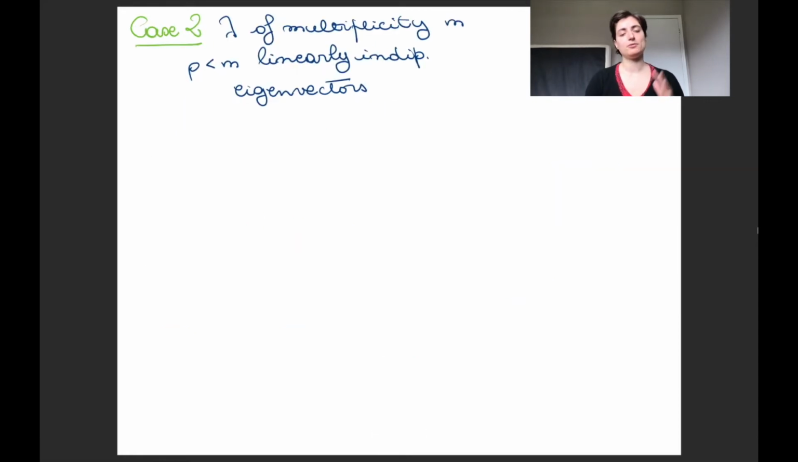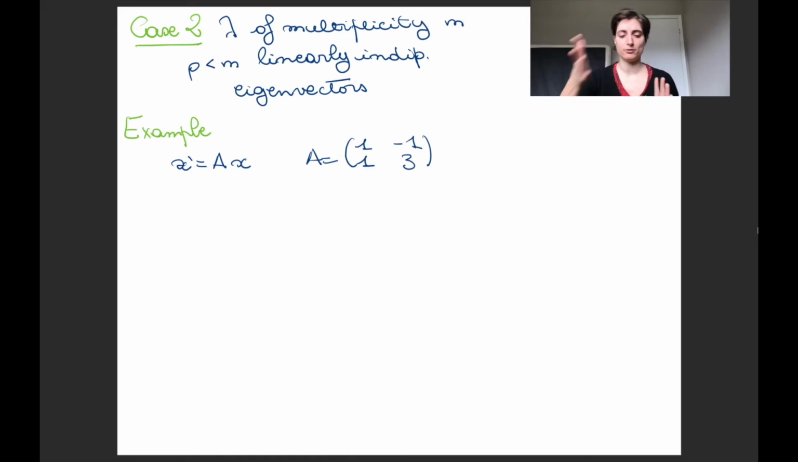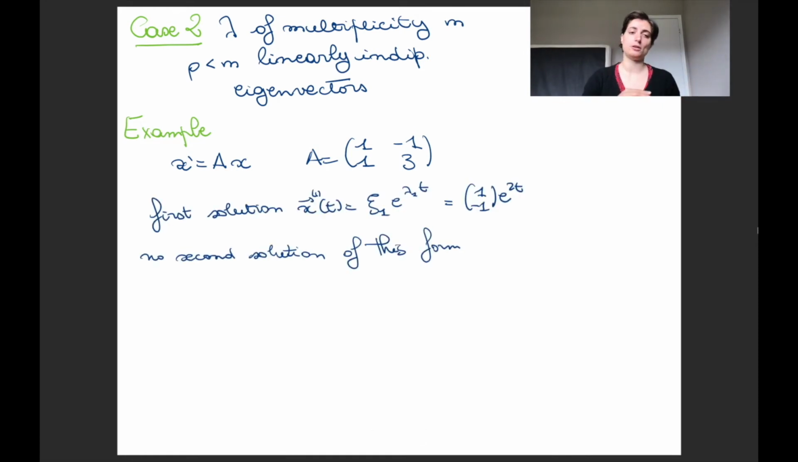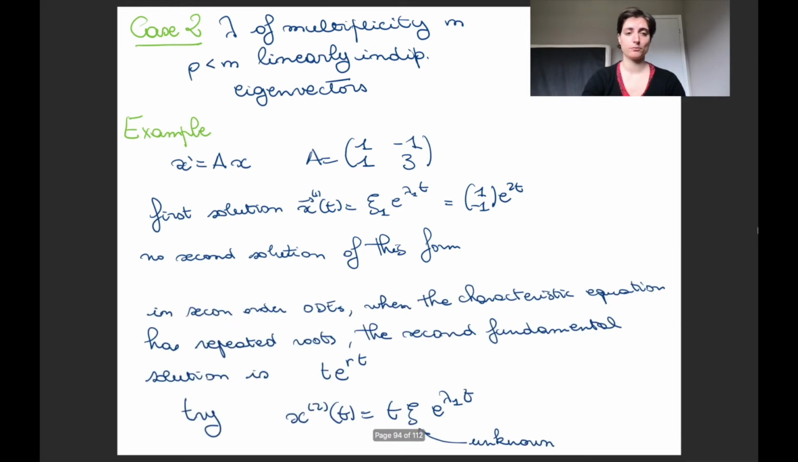But what happens if lambda has multiplicity m, but we have less than m linearly independent eigenvectors? This is a bit more of a problem. So let's study the special example that we just started with. We have A that is 1, minus 1, 1, 3, and it has only one eigenvector. One eigenvalue, one eigenvector. So the first fundamental solution, we know. We have the first eigenvector, (1, minus 1), times the exponential of the only eigenvalue, e^(2t). There is no second solution of this form.